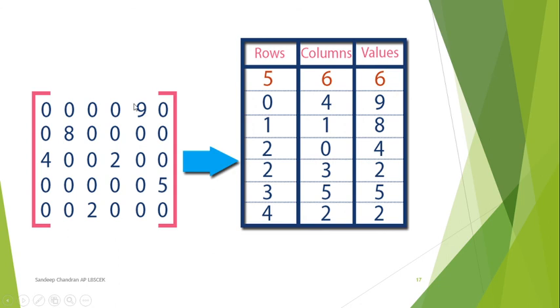Next thing is, where are these values? The first value is 9. Its location is 0, 4. 0, 4 is the 9 block. Another value, 8, is in the 1, 1 location. Next one, 4, should be represented in the location 2, 0. Okay. Then this 2 is there, at 2, 3. Then 5 is there, that is 3, 5. Then this 2 is there, it's 4, 2. So we will represent like this.